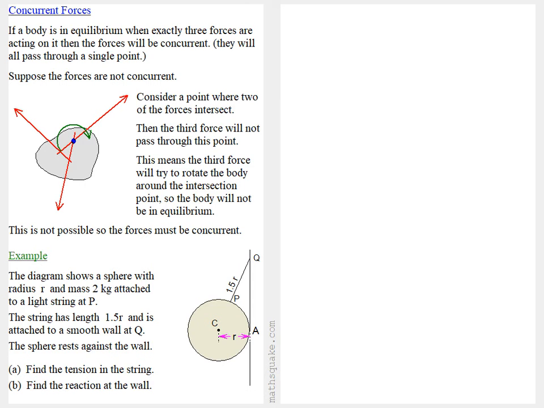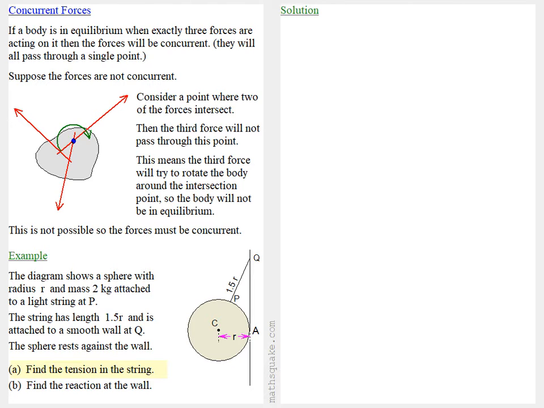Let's have a look at an example. The diagram shows a sphere with radius r and mass 2 kg attached to a light string at P. The string has length 1.5r and is attached to a smooth wall at Q. The sphere rests against the wall. In part A, we're asked to find the tension in the string.